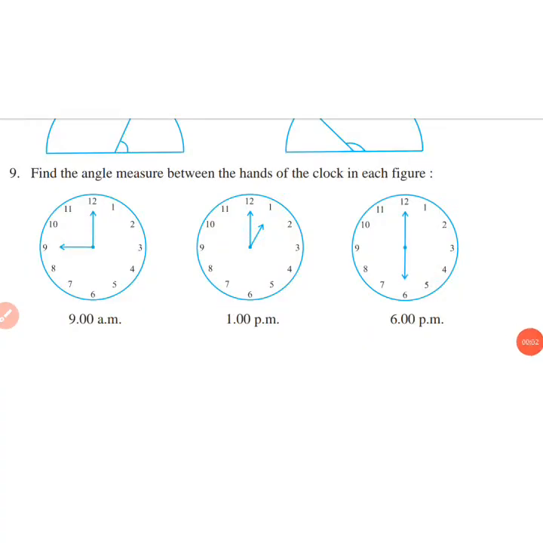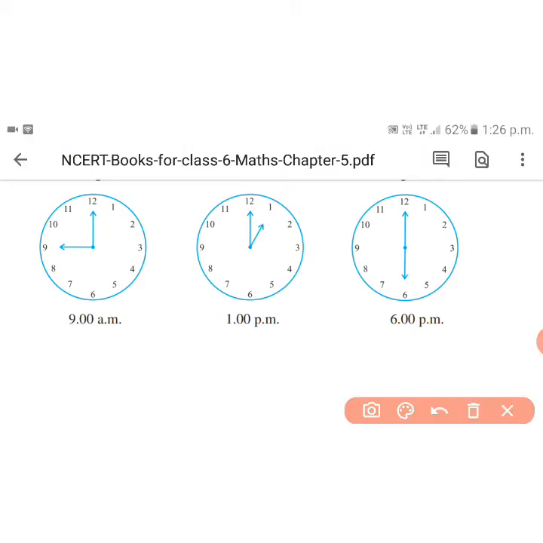Question number 9. Find the angle measured between the ends of the clock in each figure. So this is 90 degree. This is 30 degree. And this is straight angle. This is 180 degree.